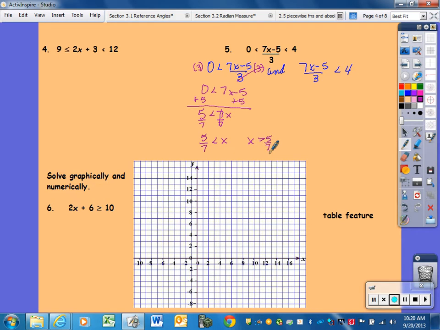And I want to change this one to an equal bar so I can show you when you don't have the same sign. So let's do the same thing to the other one. Multiply both sides by 3. 7x minus 5 less than or equal to 12. Add 5. 7x less than or equal to 17. Divide by 7. X less than or equal to 17/7.